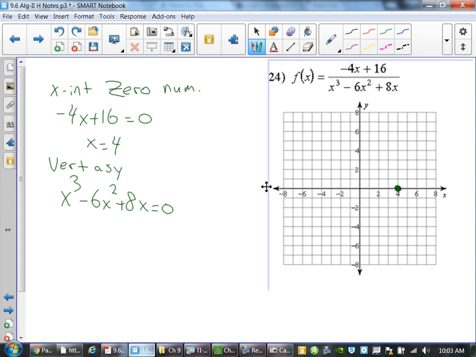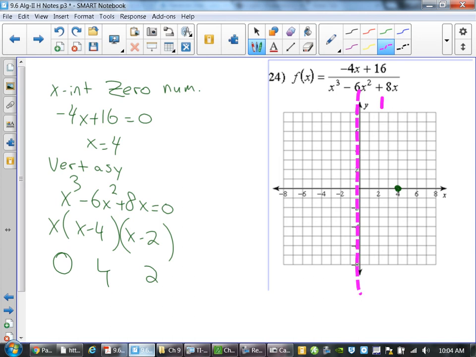First rule of factoring is GCF, which is x. So then what times what is positive 8? You add together to get negative 6. Which gives me zeros at 0, 4, and 2. Which gives me asymptotes at 0, 4, 2.